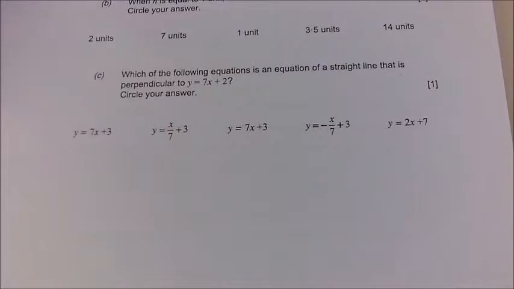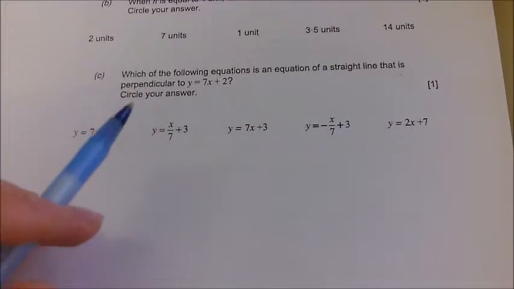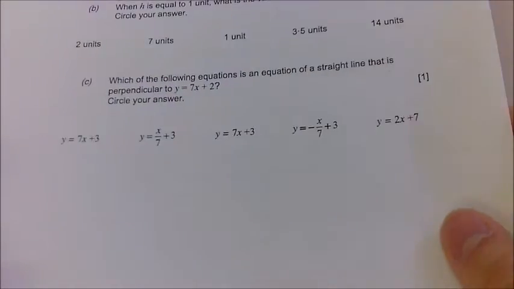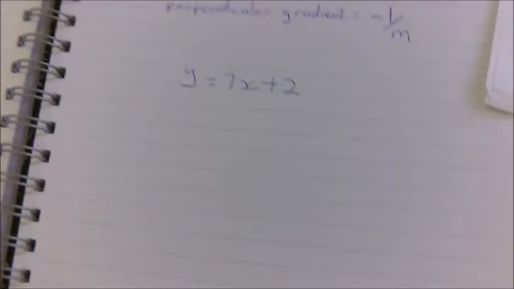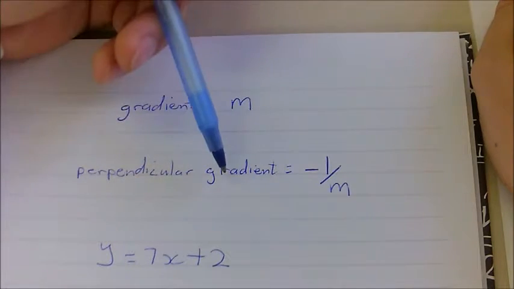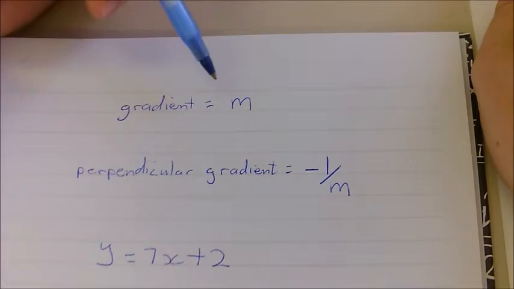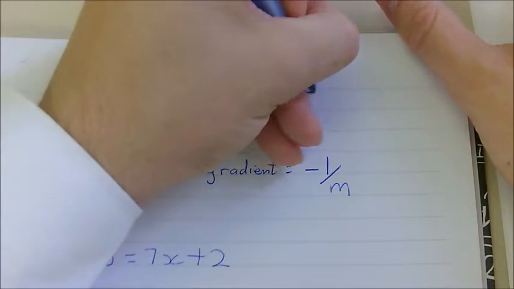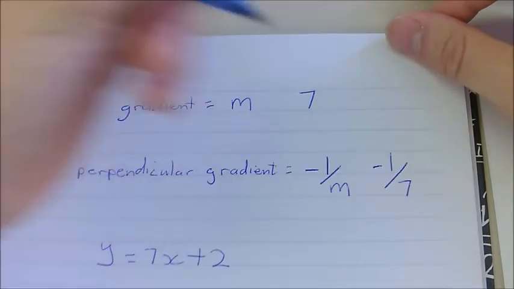So question C is: which of the following equations is an equation of the straight line that is perpendicular to y equals 7x plus 2? Well, perpendicular means when the two lines meet, they make a right angle at the point. So we've got the 5 options here. If the gradient is m, the perpendicular gradient will be minus 1 over m. So if the gradient is 7 in this scenario, the perpendicular gradient will be minus 1 over 7.